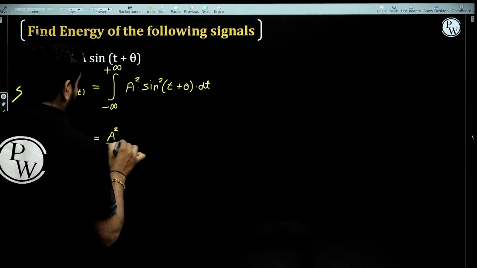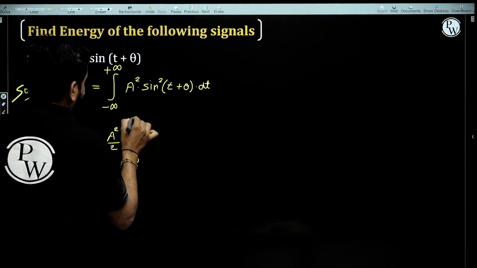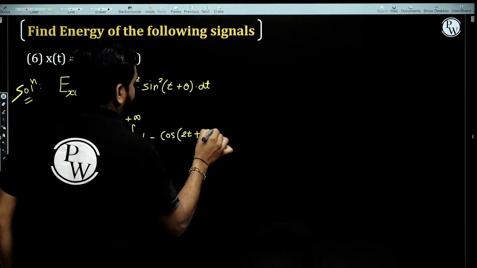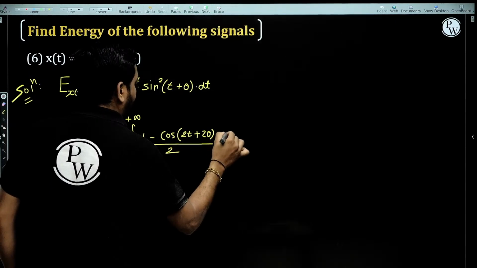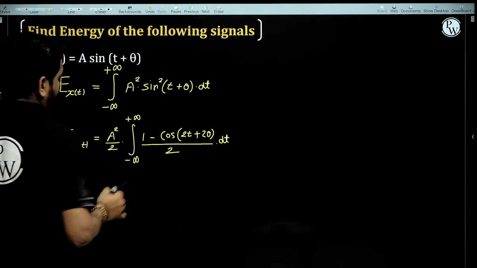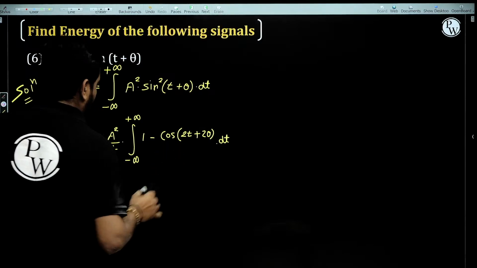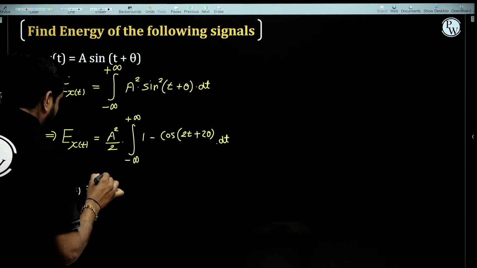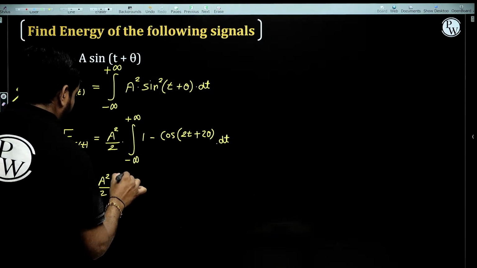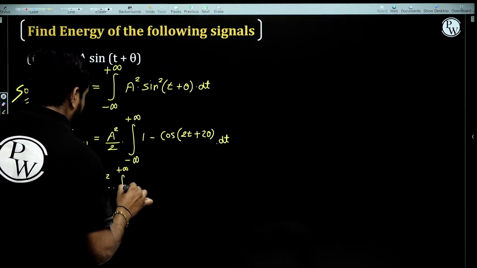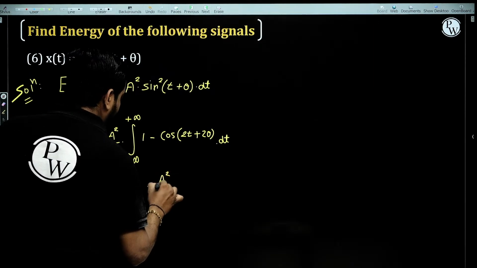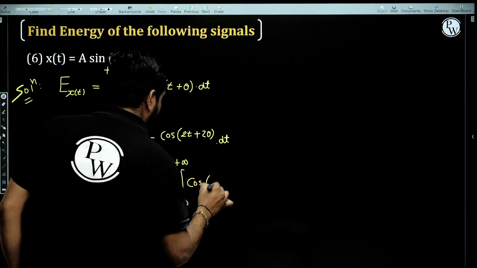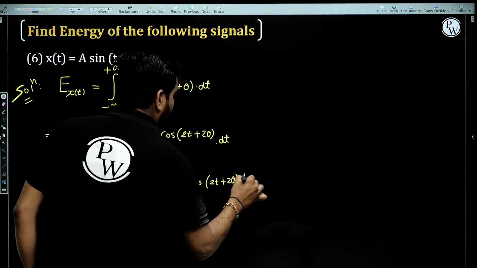So here a square by 2, 1 by 2 is common, integration from minus infinity to plus infinity of 1 minus cos(2t + 2 theta) dt. Already I took 1 by 2 common, so need not write 1 by 2. Now let us split this integration: a square by 2 integration from minus infinity to plus infinity dt, minus a square by 2 integration from minus infinity to plus infinity cos(2t + 2 theta).